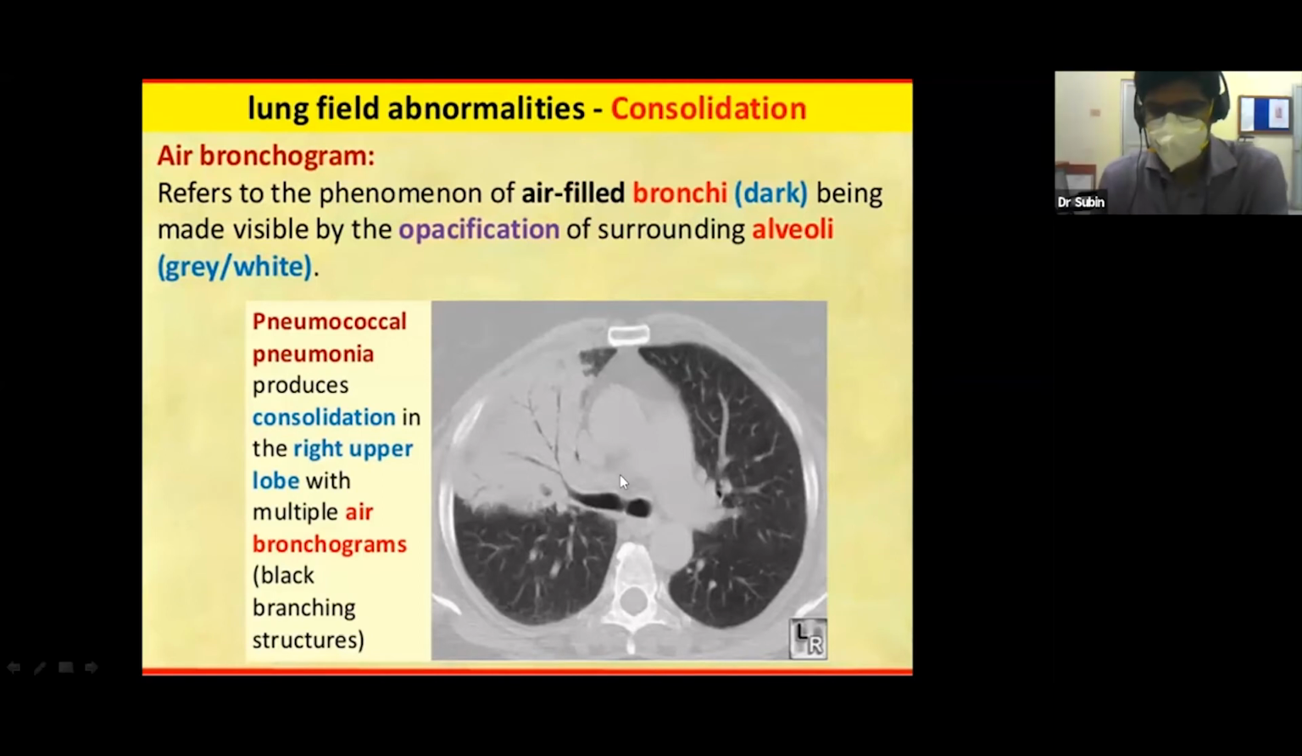Yeah, so this is consolidation where you see air bronchograms. So this is the bronchus. You can see the bronchus seen separately from this area, which is looking more dense. So this consolidation looks more dense and the bronchus will be seen through it. This was a case of pneumococcal pneumonia.